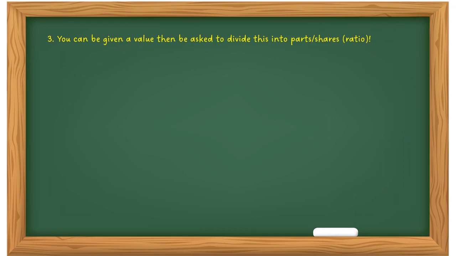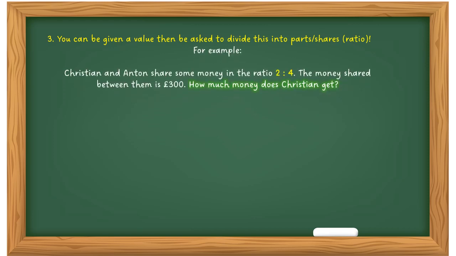Some other rules. You can be given a value and then be asked to divide that into parts or shares, which is the ratio. For example, Christian and Anton share some money at a ratio of 2 to 4. The money shared between them is £300. How much money does Christian get?